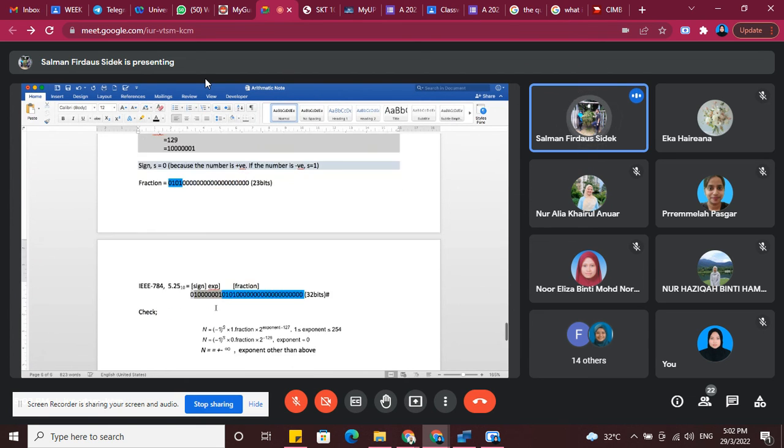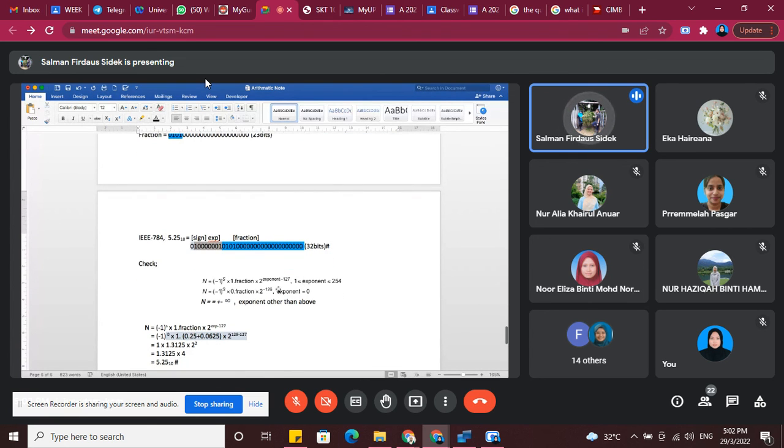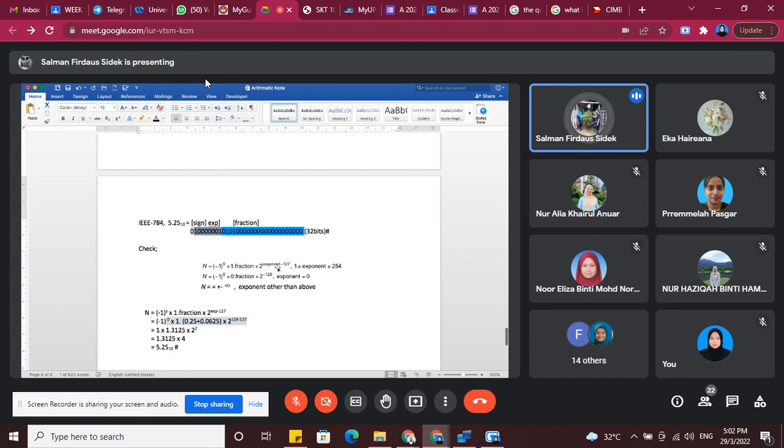Ni jawapan dia. So to check, or if you want to return back to the question, means from binary to decimal, you have 3 formulas that you can consider. Depends on the exponent value. So here the exponent is 10000001. If you convert to decimal, you will get 129. So 129, the formula that you can choose is the first one lah, because the first one exponent is between 1 to 254.